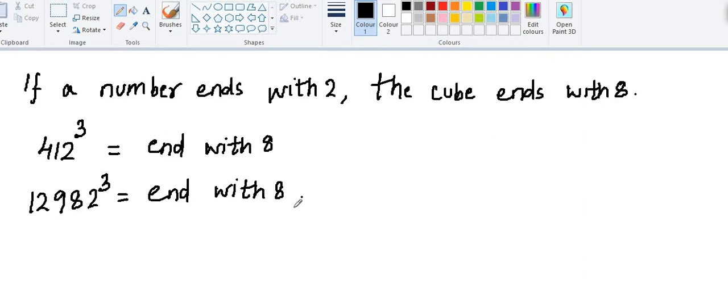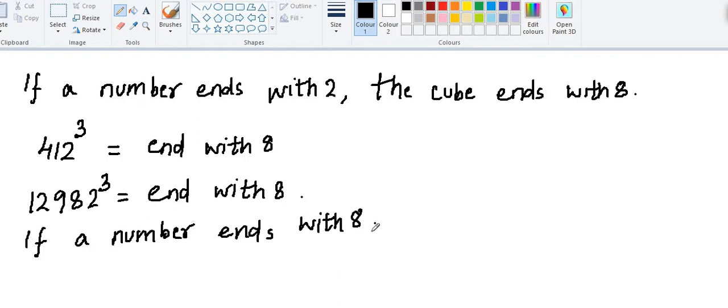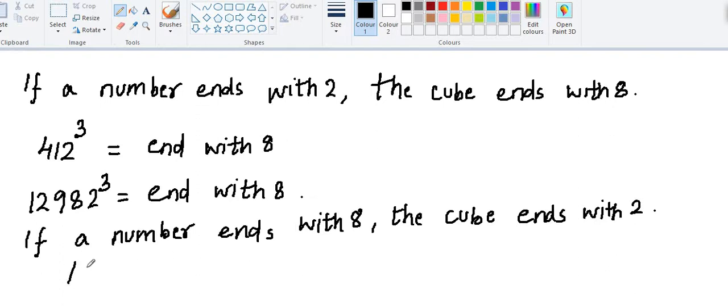And if a number ends with 8, the cube will end with 2. For example, 18 cube will end with 2.